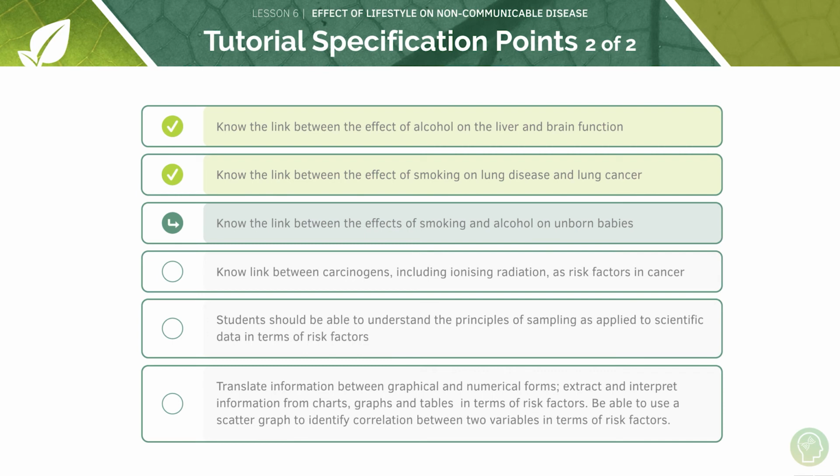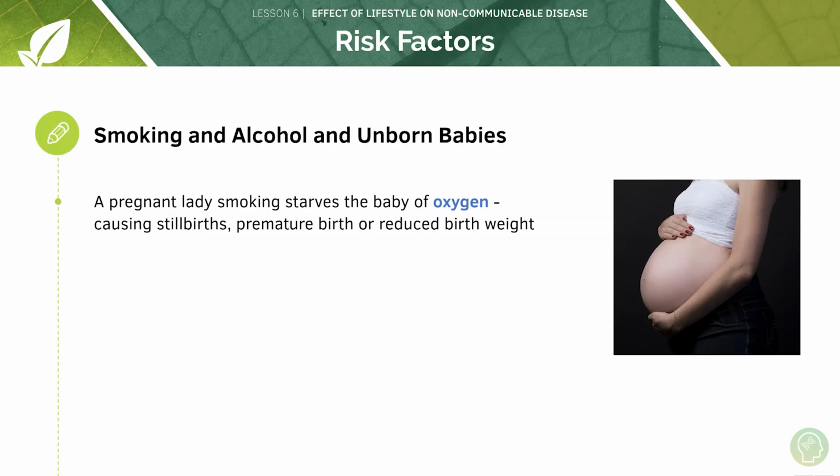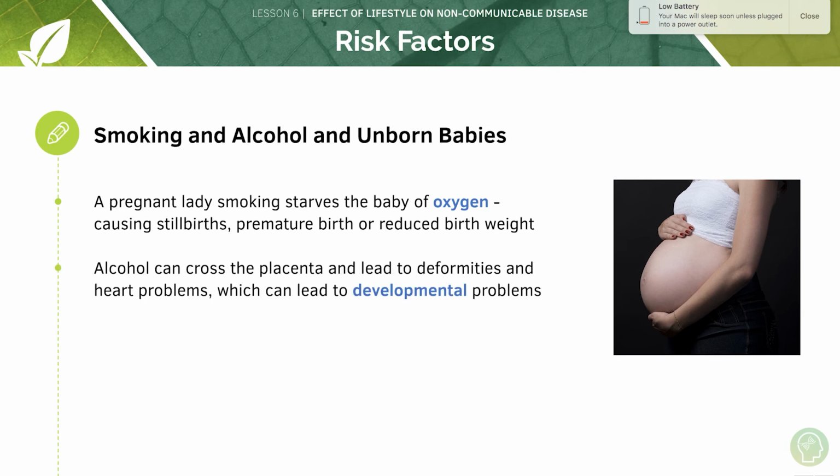So now let's move on to have a look at smoking, alcohol and babies. If a pregnant lady smokes, she's going to starve the baby of oxygen, because remember we said that tar causes damage to the alveoli, and so we're going to have less oxygen being transmitted across the alveoli into the blood, into the haemoglobin of the red blood cells, and therefore less oxygen is going to be delivered to the rest of the body. So in terms of a pregnant woman, the woman needs to get oxygen to her baby. But if the alveoli are being damaged by smoke particles, then she's going to deprive the baby of oxygen. And this can actually lead to stillbirths, premature birth, or reduced birth weight.